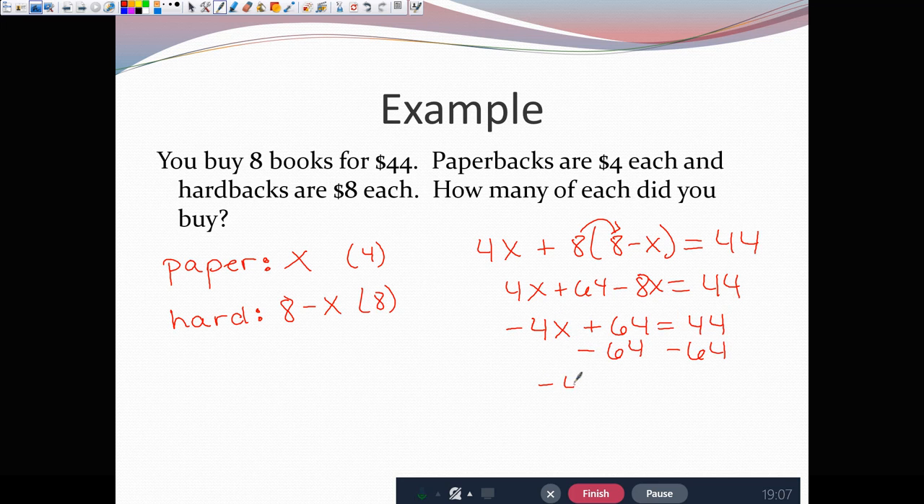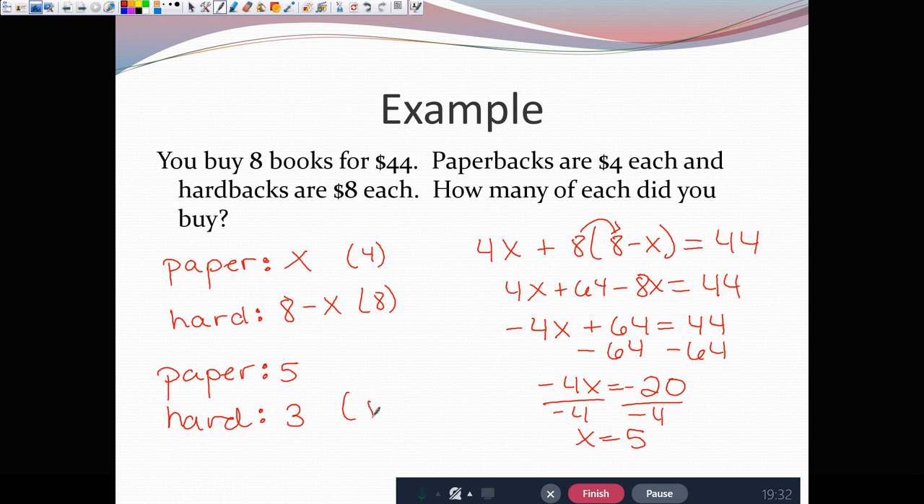So I'm going to get negative 4x equals negative 20. Then I'm going to divide by negative 4. So x will equal 5. Am I done? No, just because we find x doesn't mean that it's over. Okay, my paperback books, how many paperback books do I have? 5. And how many hardback books do I have? 3, because I did 8 minus 5.